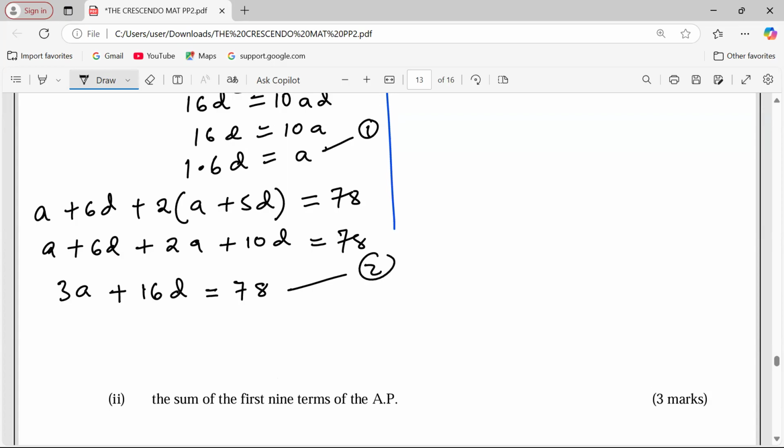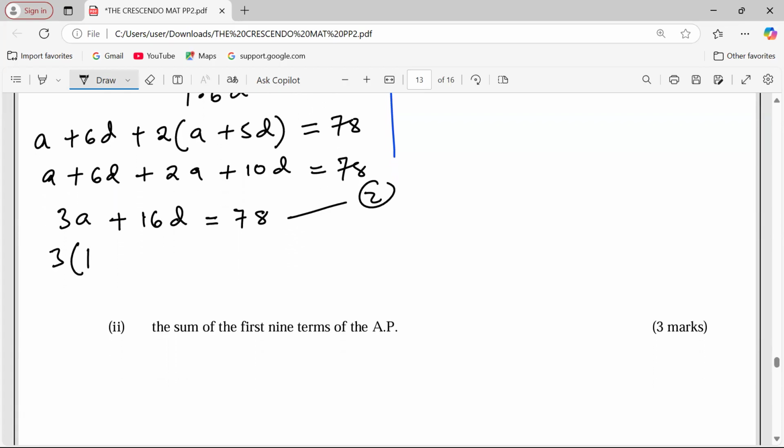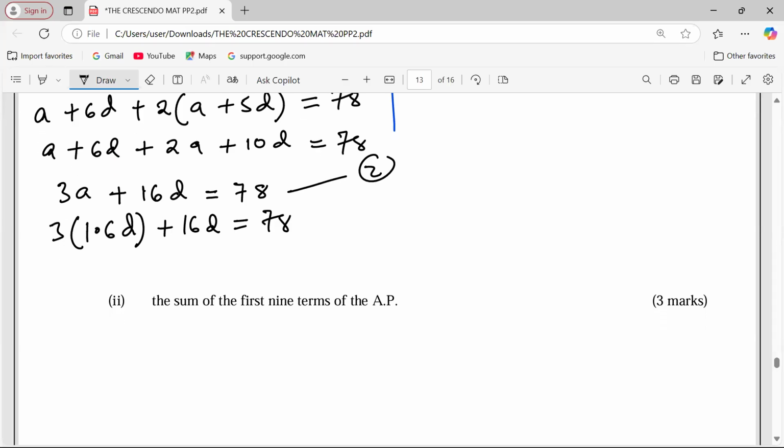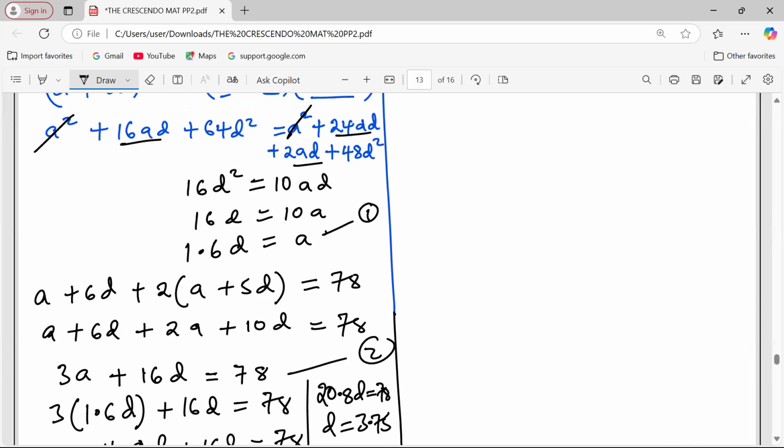I don't think we can simplify it further. But now from equation 1, you see we said the value of A equals 1.6D. So we can now work with 1.6D instead of A in 3A plus 16D equals 78. Then 3 multiplied by 1.6 gives us 4.8D plus 16D equals 78. From now we can first get the value of D by taking 20.8D equals 78. And the value of D shall be, when I take 78 and divide by 20.8, 3.75. That is the value of the common difference.